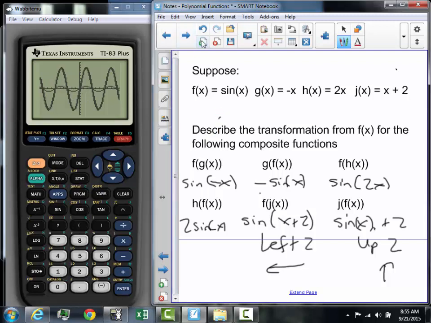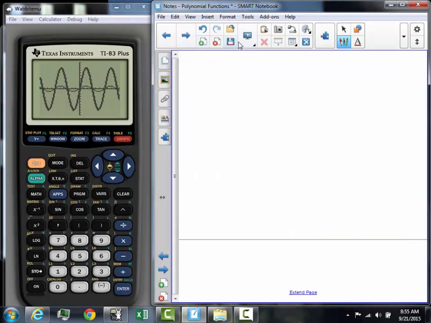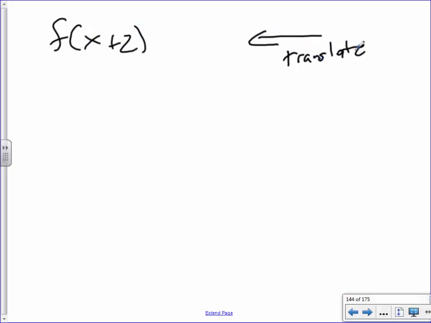Okay. Those are the translations that I need you guys to know. Let me just write them out on the slide here. If I were to give you f of x plus 2, that means it's going to move the graph that way. The graph would be the exact same graph, but you're just going to translate it. If I were to ask you for f of x minus 2, it just translates the graph that way. Does that make sense so far?